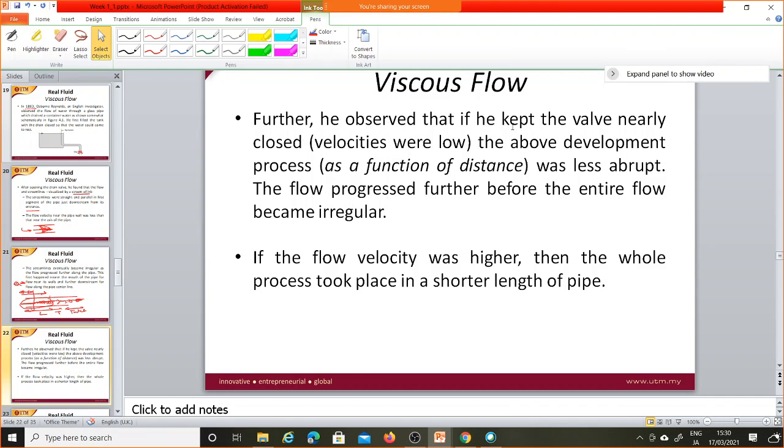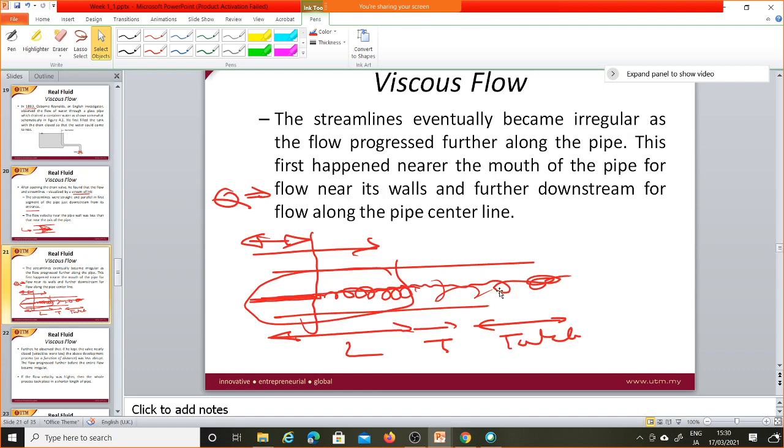Further, he observed that when he kept the valve nearly closed, the above development process was abrupt. The flow progressed further before it became irregular. So in short, these are book-style ways of explaining. It means that at the beginning you can distinguish the layer of the dye, so that is laminar, and if you move more forward, the flow gradually becomes irregular. It means you have vorticity or turbulence, and your flow will become turbulent. Then the dye will be mixed up with the other flow.